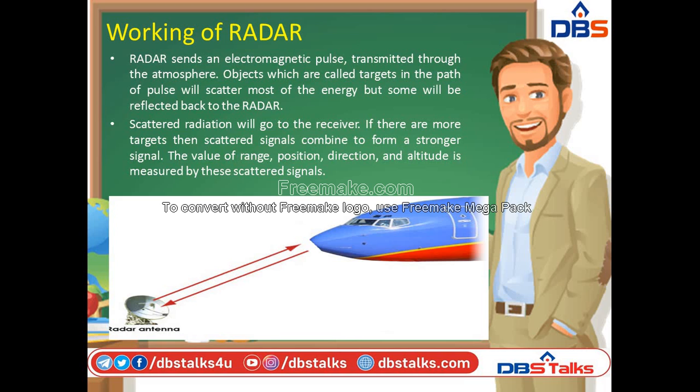See, secondly, the scattered radiation will go to the receiver. If there are more targets, then the scattered signals combine to form a stronger signal. Then the values of range, position, direction and altitude are measured from these scattered signals. As I have already told you, by the usage of that scattered signal, we are going to find out the range, the position of the target, in which direction it is moving, and also the altitude and longitude of that particular target.